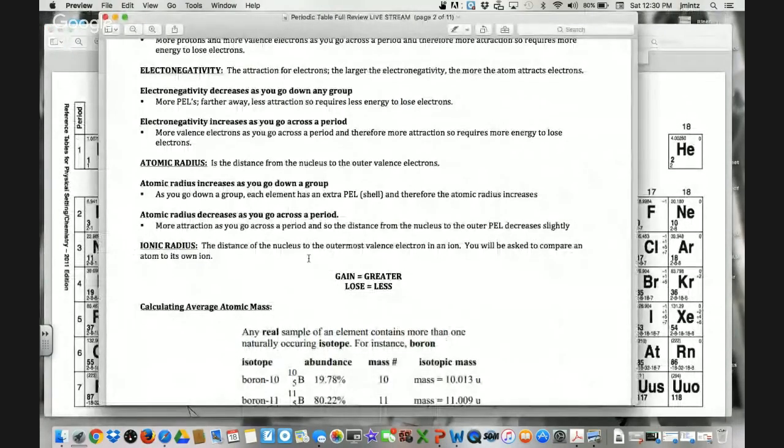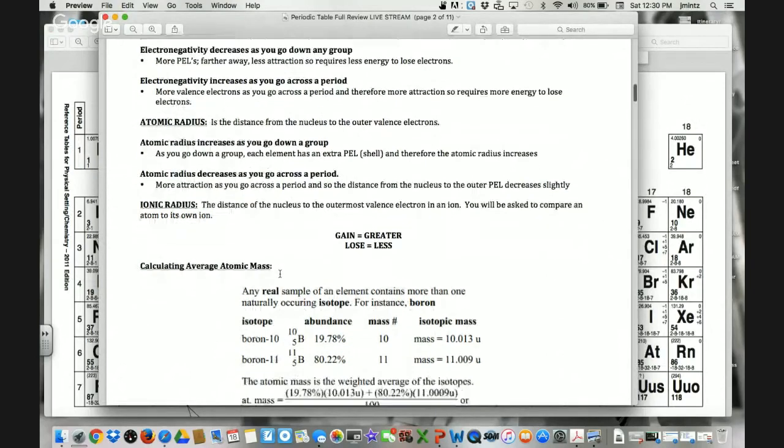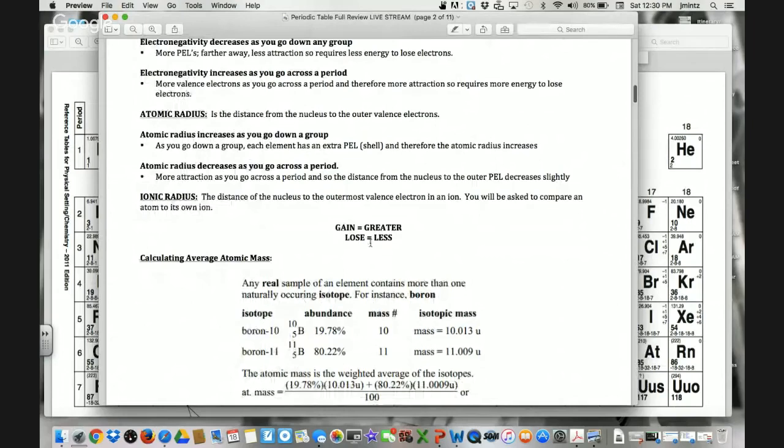Right, and then the ionic radius. This will be used to actually compare an atom versus its ion. So the distance of the nucleus to the outermost valence electron and ion, you'll be asked to compare atom to its own ion. So let me just pull up an example of that. If you gain, it equals greater. If you lose, it equals less.